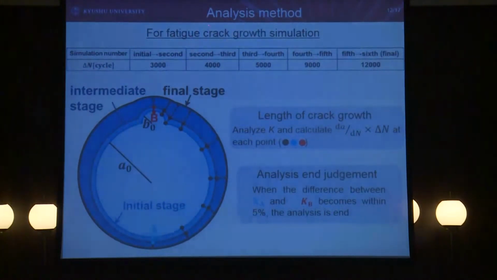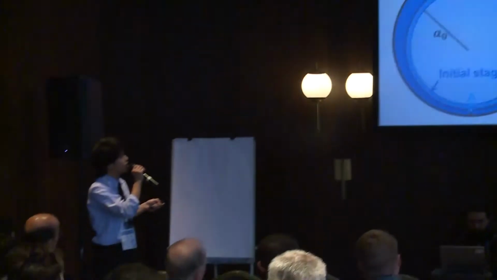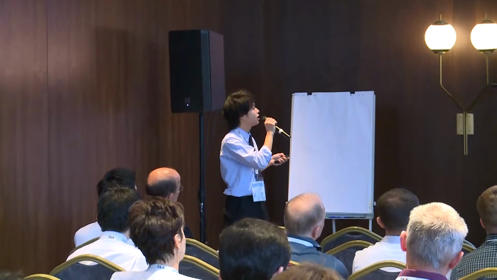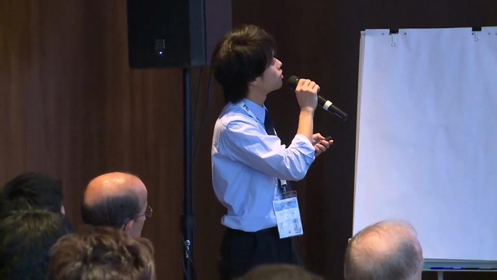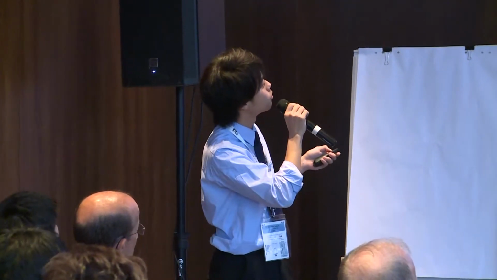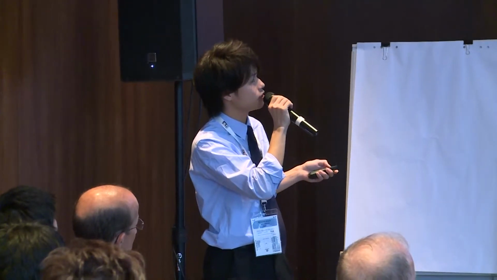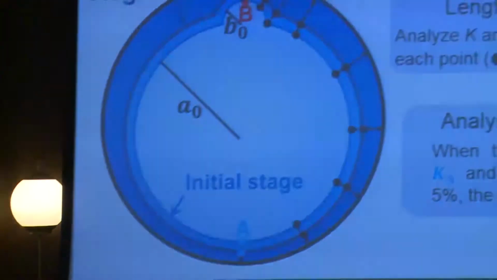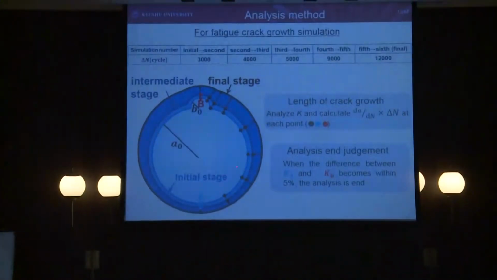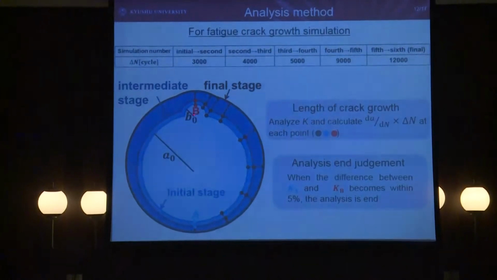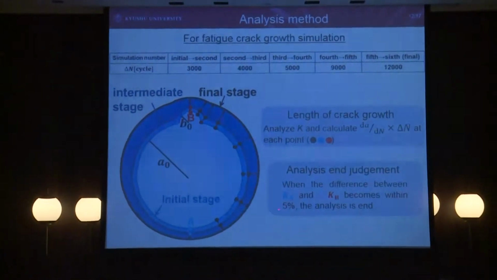And here is the analysis method for fatigue crack growth simulation. We group crack 1 by analyzing stress intensity factor and calculate da/dN times delta N at each point by using this table. And we ended the analysis when the difference between stress intensity factor at point A and stress intensity factor at point B becomes within 5%.